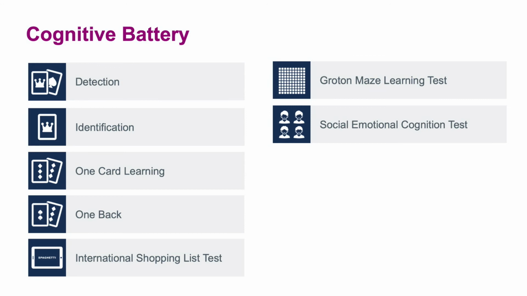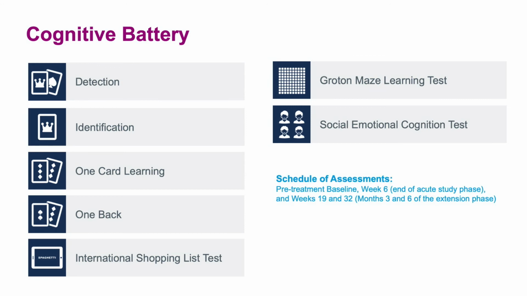Now, in this study, the schedule of assessments had a pre-treatment baseline and then a week 6 assessment, which was actually an end of acute study phase assessment. There were then 2 assessments during the extension phase, which were at weeks 19 and 32, and this corresponded to the months 3 and 6 time points.